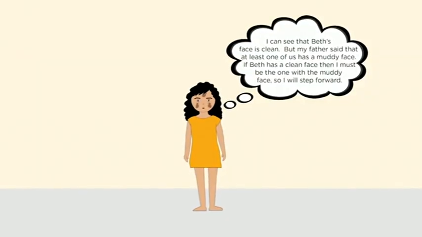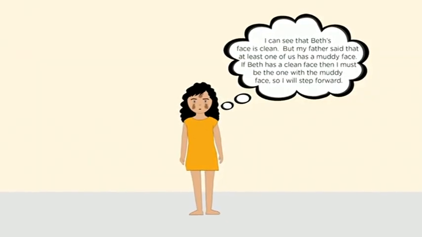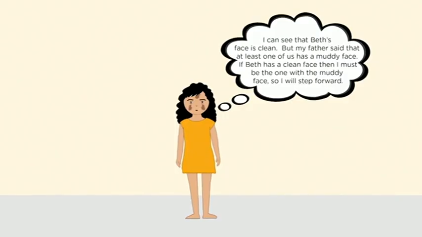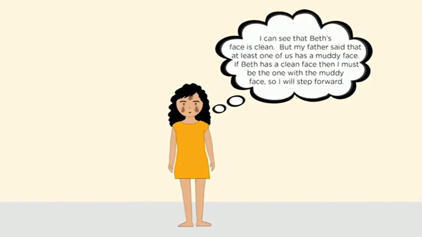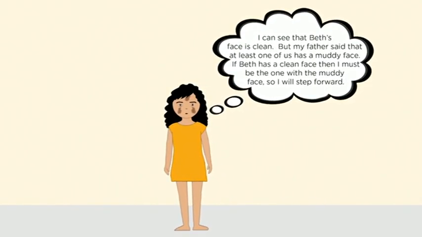I can see that Beth's face is clean, but my father said that at least one of us has a muddy face. If Beth has a clean face, then I must be the one with the muddy face, so I will step forward. But we know that Anne didn't step forward, and therefore she did not reason like this. The only conclusion is that this scenario is impossible. Of course, similar reasoning tells us that it can't be that Anne's face is clean while Beth's face is muddy.